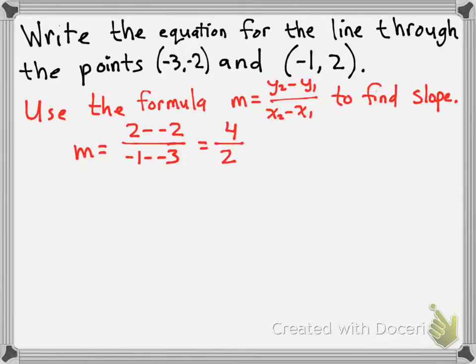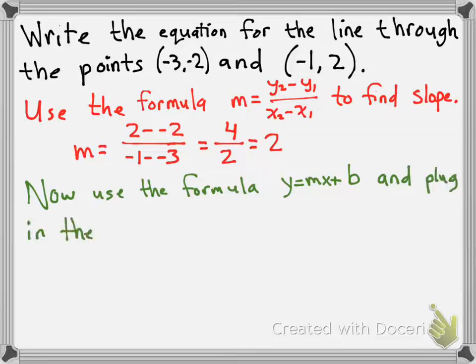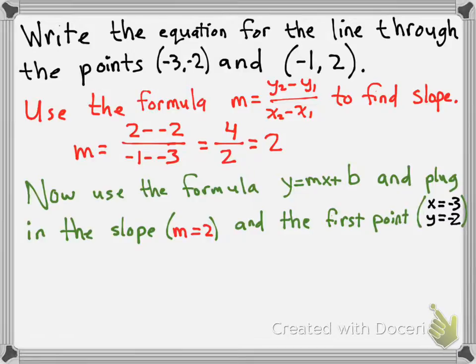If we subtract the top and we subtract the bottom, we get 4 over 2, which we would simplify to have a slope equals 2. Now that we have our slope, we're going to use the slope-intercept form to find the y-intercept without using a graph. If we plug in the coordinates for our first point and our slope, which is 2, then we can solve for b and find out what our y-intercept is. We're going to use 2 for m and -3 for x and -2 for y. Those coordinates for x and y come from our first point.